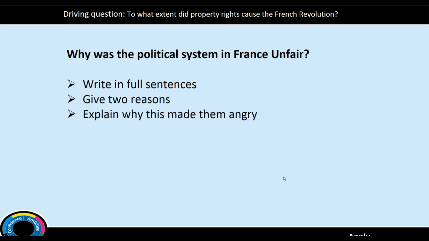This question appears as question 3 on your exam style questions document. Now is a good time to pause while you spend 5 or 6 minutes typing your answer into the document. Why was the political system in France unfair? Write in full sentences, give 2 reasons, and explain why this made the ordinary people angry.